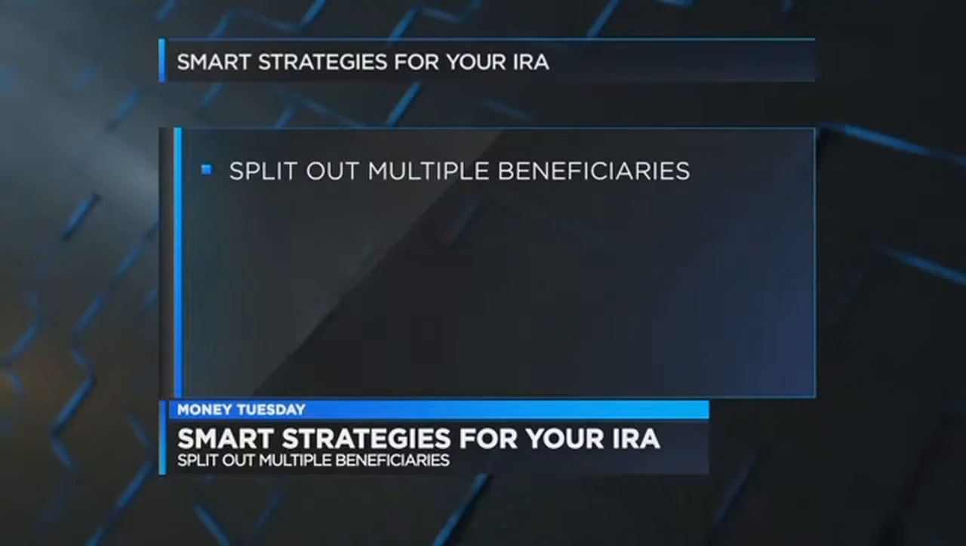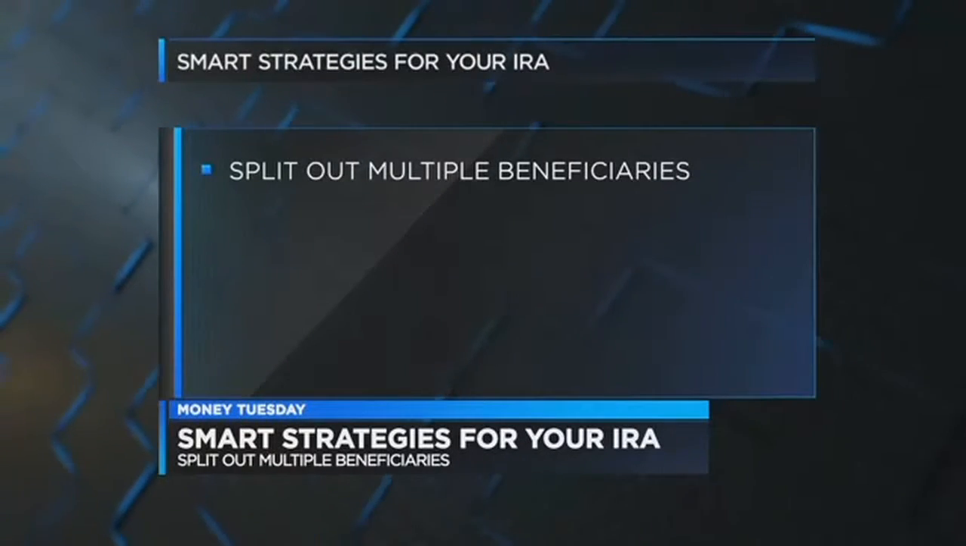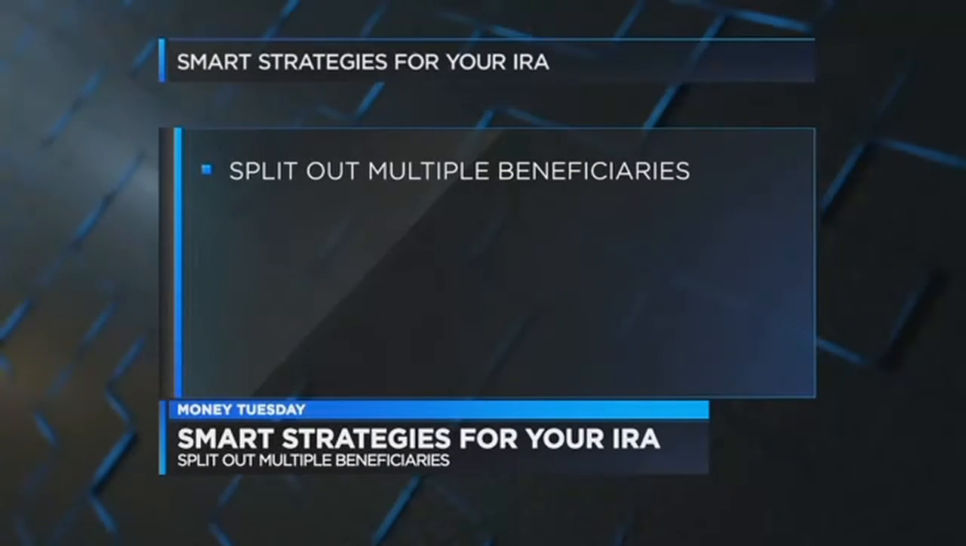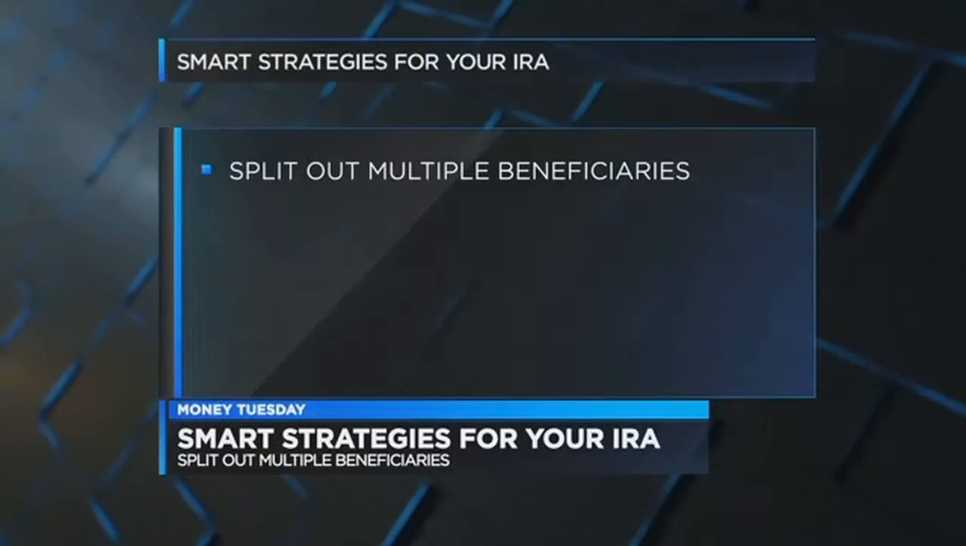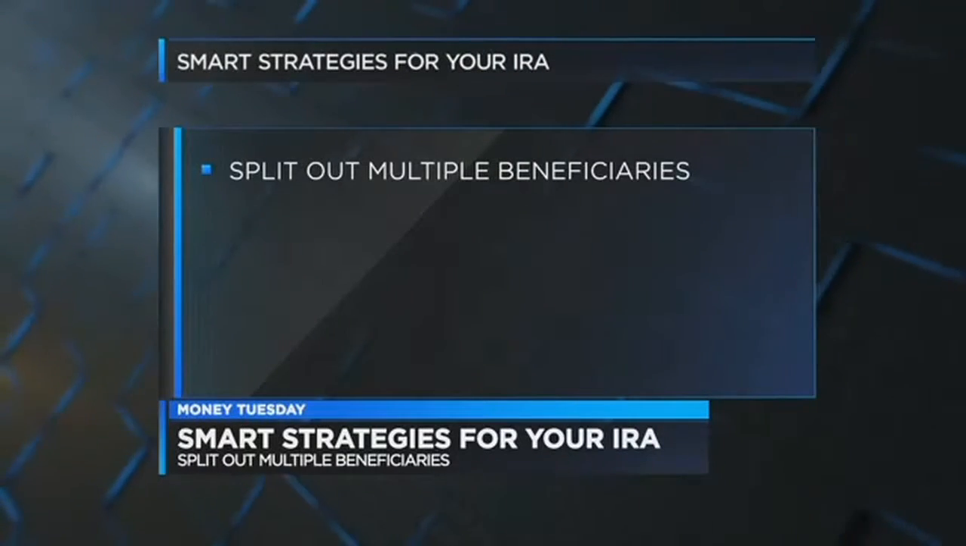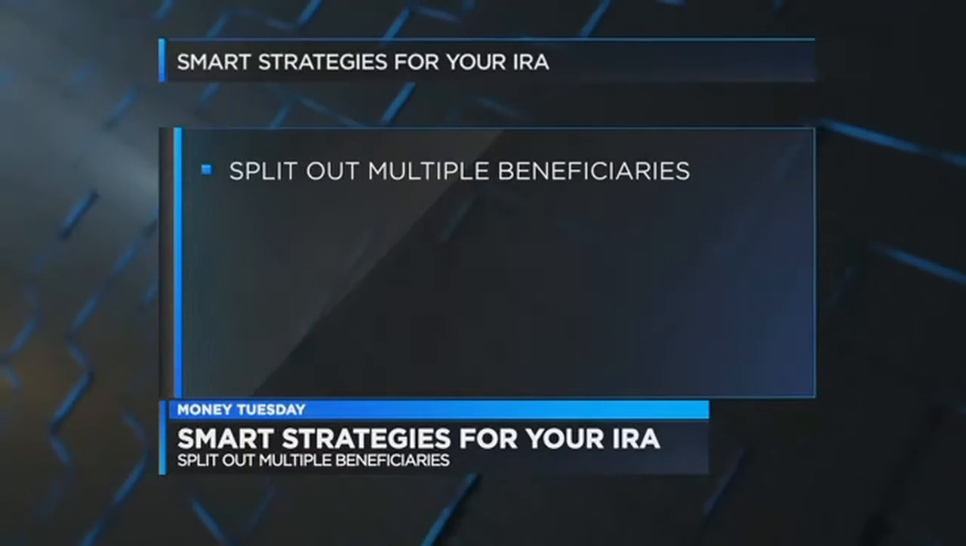If you don't do that, remember how you're required to take a distribution from IRAs? If you inherit one, you have to start taking distributions, but you get to take it over your life expectancy, but only if you split those out. If you don't do that, then the youngest of those children has to take those distributions over the life expectancy of the oldest child. So really important. Wow, so different stipulations there. Yeah, so you've got to be really careful.